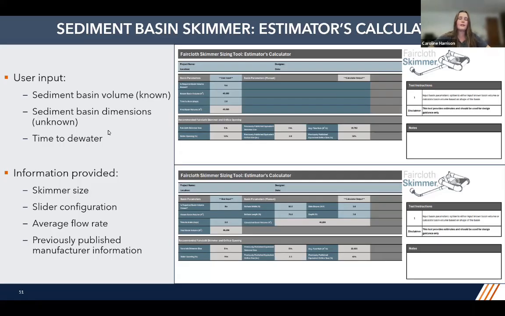The user will then input the time to dewater, and from there, the tool will provide the skimmer size, the inlet opening, as well as the previously published equivalent skimmer size and orifice size from a previous design from this manufacturer. And the last thing that this tool will provide is the average flow rate of the skimmer that it provides.